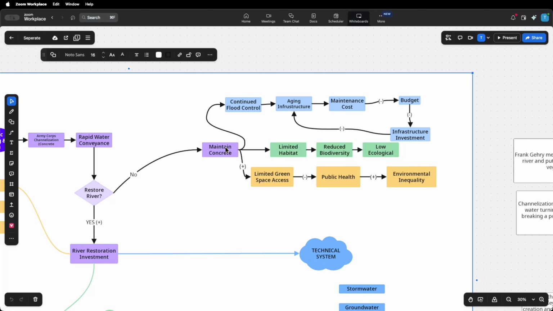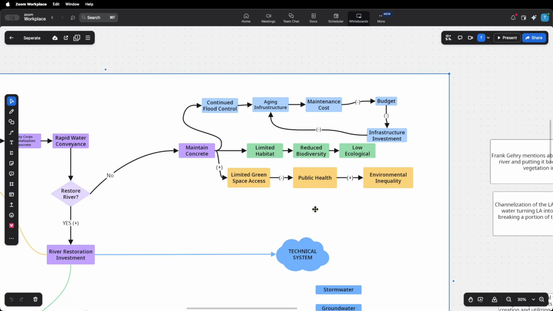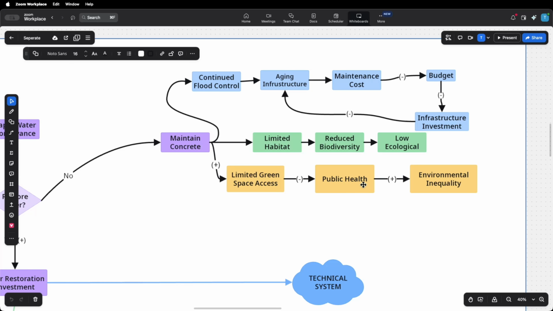See, I'm dumb, so I'm thinking, oh, negative, boo. I was just thinking negative signs because bad. But maintaining the concrete, limited green space access, well, you're adding to the fact that there's a limited green space. And then limited green space access, what does that do to public health? It takes away from it. And that's why I leave limited, because if it just said green space access and public health, I don't really know what it does. So I like to have the, like, you know what I mean? So limited green space access, public health takes away from it.